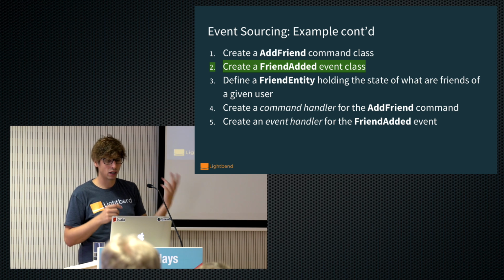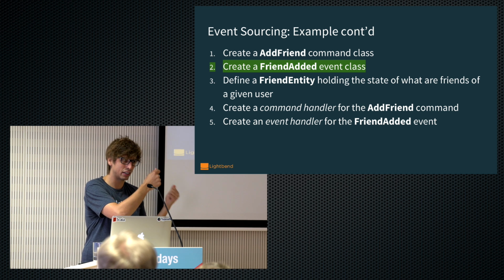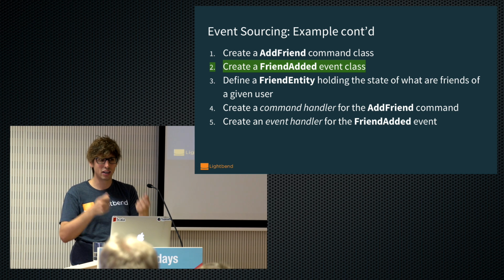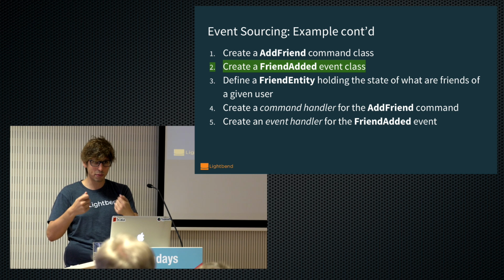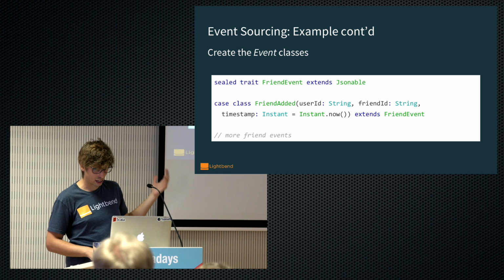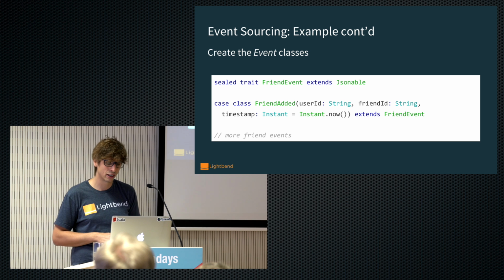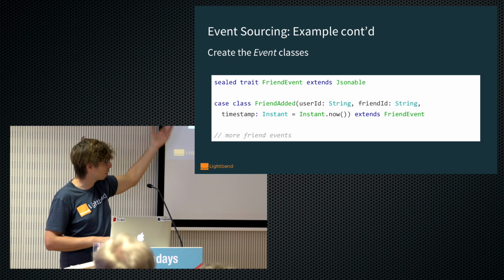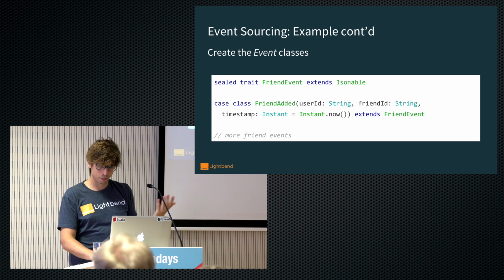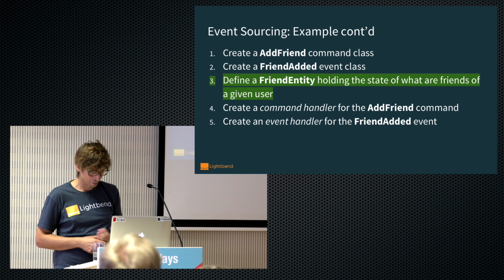Okay, second thing, we need to create a FriendAdded event that will happen if I receive an AddFriend command and I'm able to add a friend, then the FriendAdded event will be sent to the system. Again, it's pretty similar. I just have a different hierarchy. It's FriendEvent, the sealed trait. But yeah, again, it's a plain case class with a couple of fields, not really important. My point is that it's just a plain case class, and it's extremely simple.